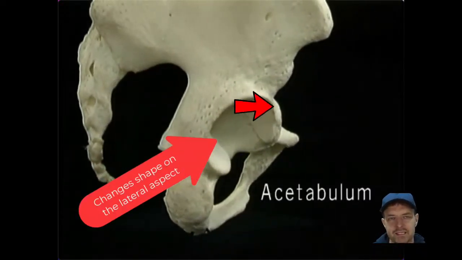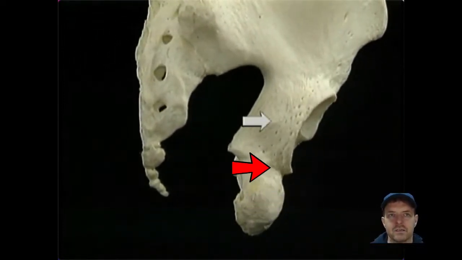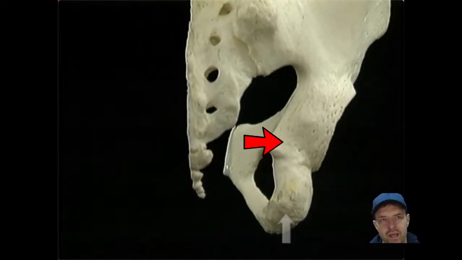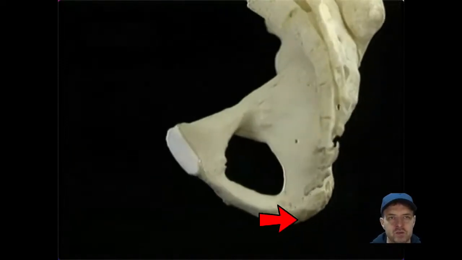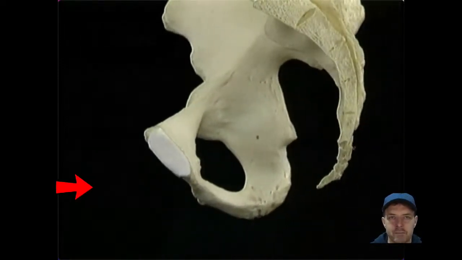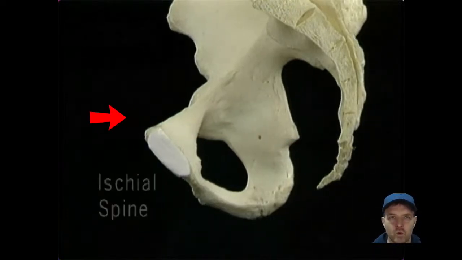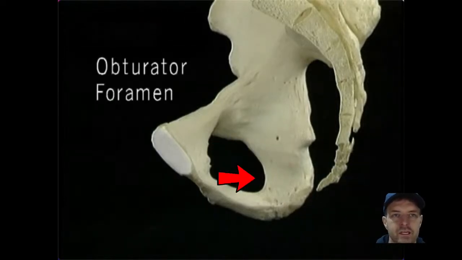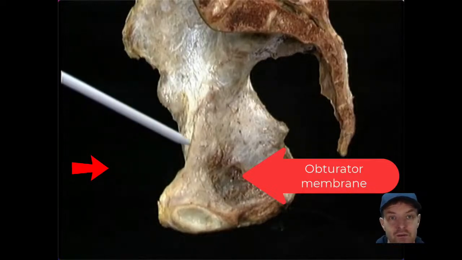It changes shape then into the acetabulum on the lateral surface, so where your hip goes. Body of your ischium just there. So all of that area there forms the walls. There's your bum bones, so your ischial tuberosity, your sit bones, ischial spine just there. Okay, so all the things that we've just been looking at. Obturator foramen just there, and then there'll be a membrane that fills that. There we go, there it is.